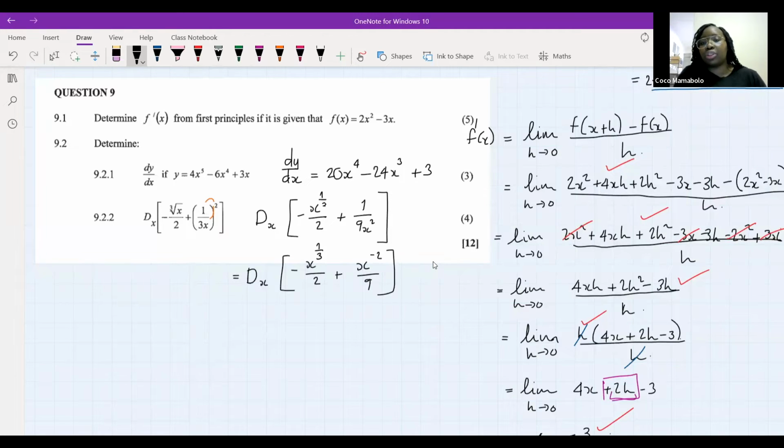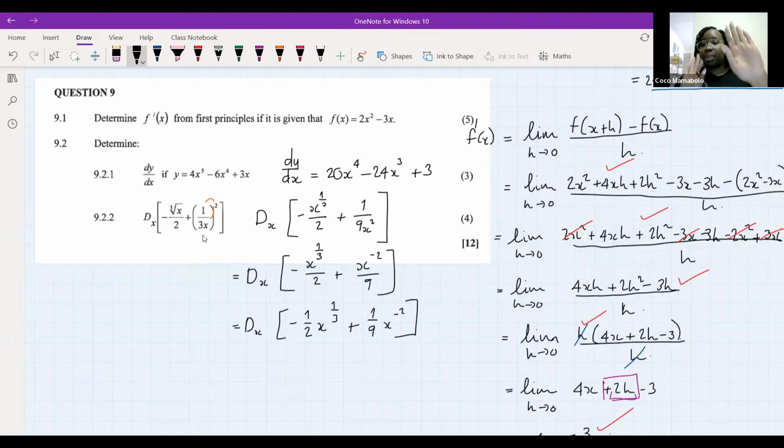Now, I will not fault you if you've written this separately. So if you've written it as d of x as negative a half x to the power of 1 over 3 plus 1 over 9 x to the power of negative 2, you're allowed to do that as well.